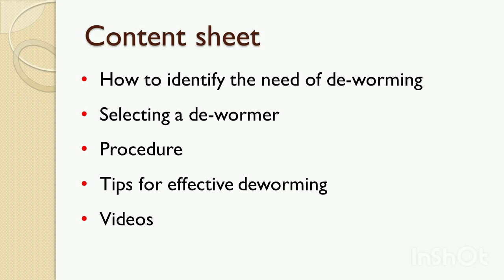We are here again with yet another video on how deworming is to be carried out. The contents of this video would be identifying the need for deworming, why we have to carry out a deworming. Second is how a dewormer is selected, what are the criteria for selecting a dewormer. Next, the procedure, how it is to be followed, a few tips which will make your deworming effective. And the video ends with a demonstration of what we do at our farm.